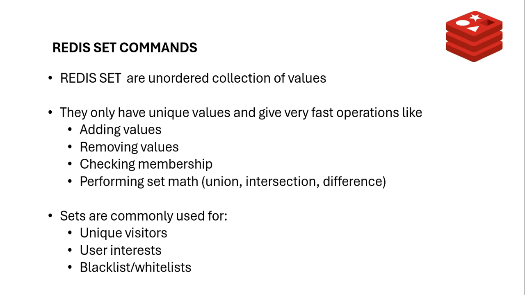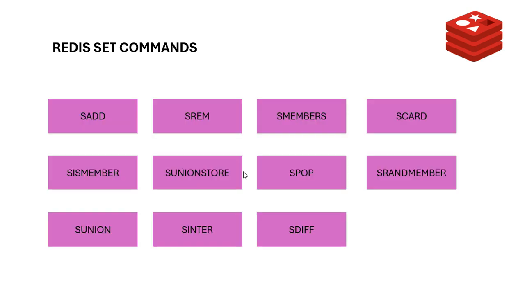You can also perform math operations like union, intersection, and difference. We'll see this using the commands. What are the common use cases where sets are used? For storing, let's say, unique visitors, or storing user interests, or storing some blacklist or whitelist values. So let us check all the set commands. These are the list of set commands which we are going to look at. Let us go to the Redis CLI and explore these options.